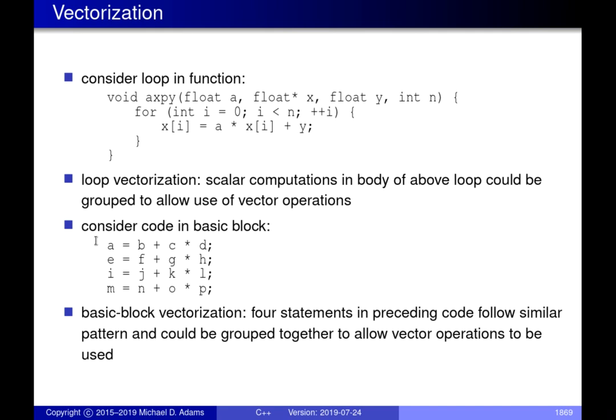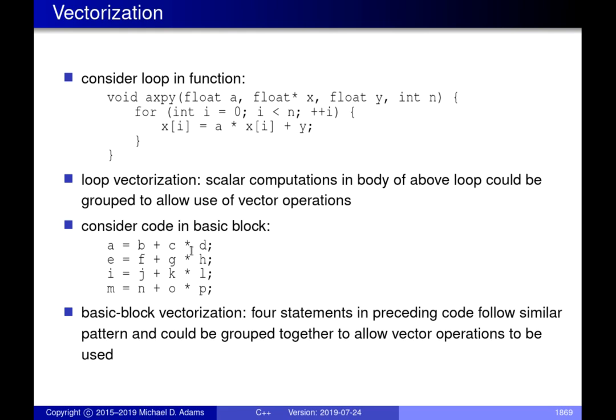Another situation where we could apply vectorization is what's sometimes referred to as basic block vectorization. We don't necessarily have a loop involved, but we have some kind of similar computational structure. So we have 4 different lines of code here, and although they're all using different variables, they have the same structure. We're basically multiplying 2 values together, adding it to another value, and then assigning the result to another value. So you could imagine vectorizing the code in the following way.